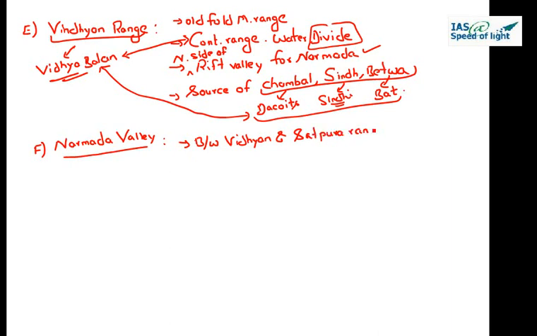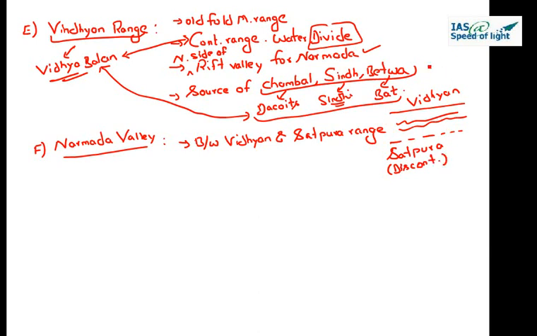There is no need for a mnemonic for this because we all know it flows in a rift valley between the Vindhyan and the Satpura range. You can draw a diagram of the Vindhyan range and the Satpura range. Satpura range is a discontinuous range. And here flows the Narmada, becomes the Narmada Valley. The Satpura is a discontinuous range, and the Vindhyan becomes the continuous range.